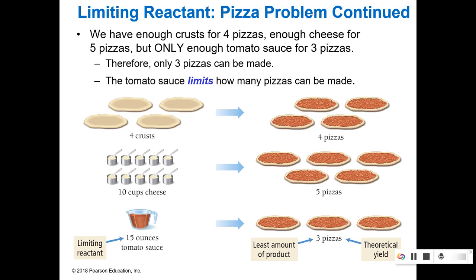So here's just a better visual. Again, the limiting reactant is the one that gives me the smallest number. It's all used up. And then my theoretical yield is the least amount of product. That's the number of pizzas I can make total. I don't have enough sauce to make 4 or 5 pizzas. I only have enough sauce to make 3 pizzas.